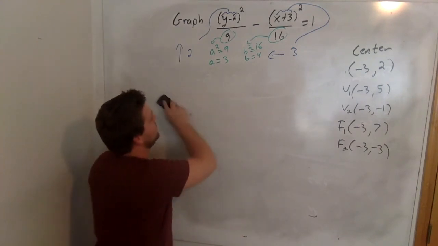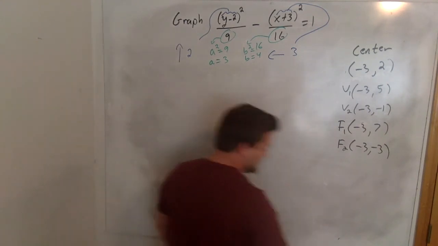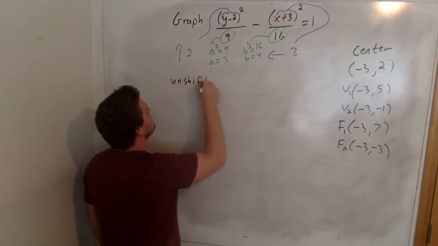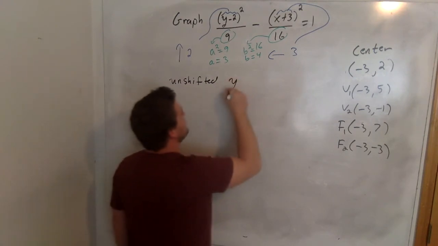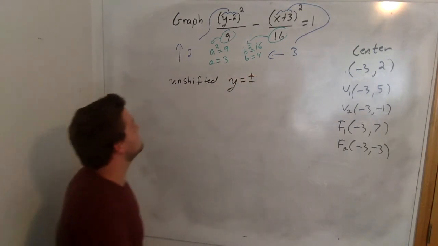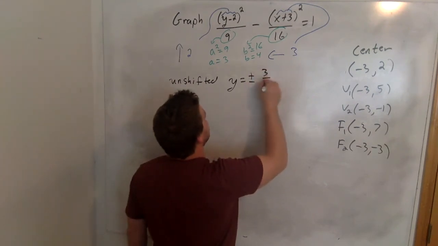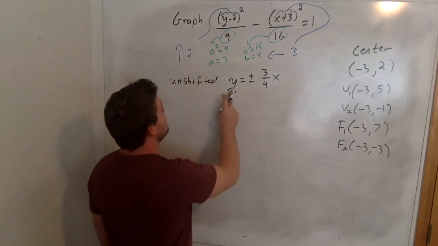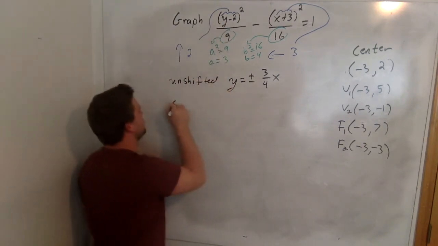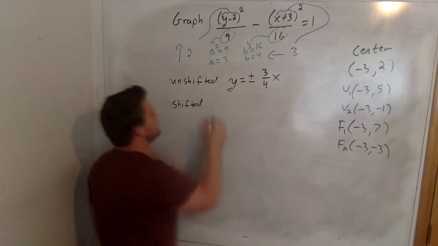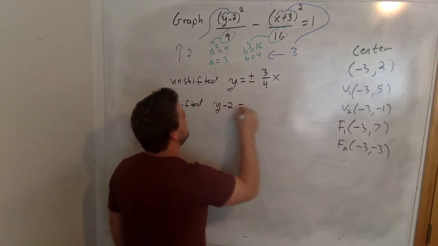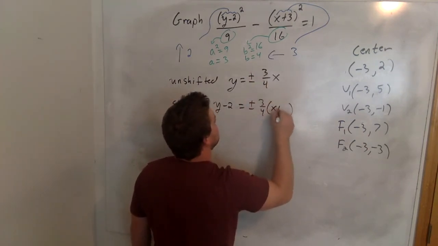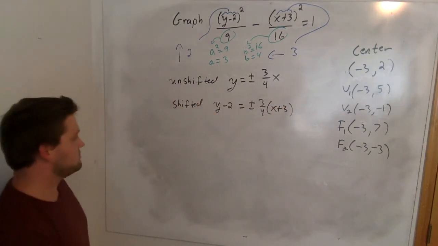Okay, I'll give you a couple different ways to find the equation of these asymptotes. If they are unshifted, the equation would be y equals plus or minus, okay, our rise is 3, our run is 4. And now we're just going to shift them. So since we shifted it up 2 units, I'm going to replace y with y minus 2. So now when they're shifted, we'll have y minus 2 will be equal to plus or minus 3/4, and we'll replace the x with an x plus 3 since it was shifted left 3 units.